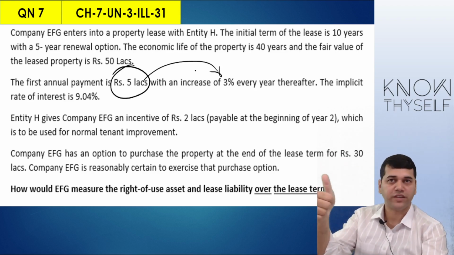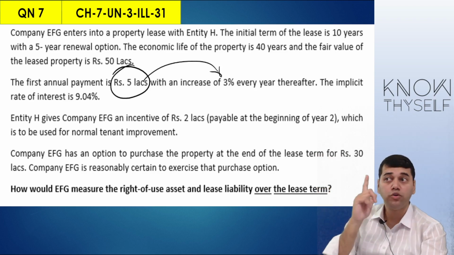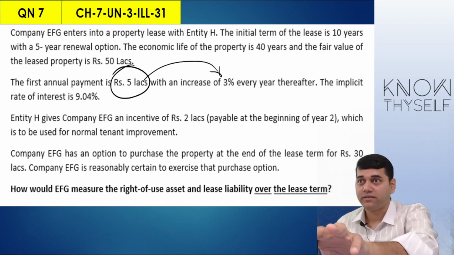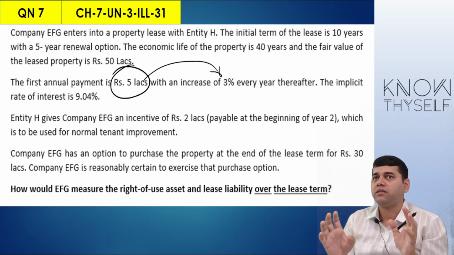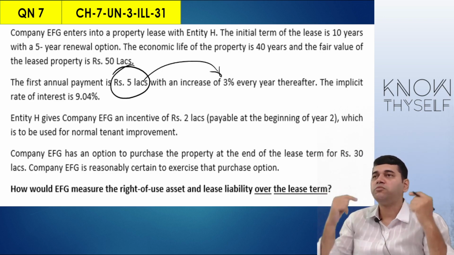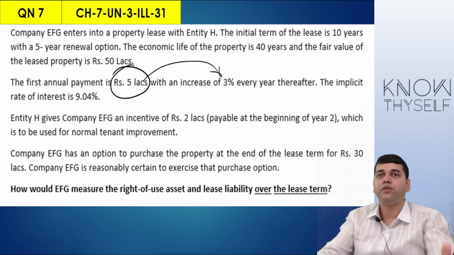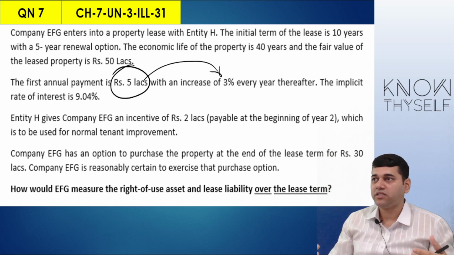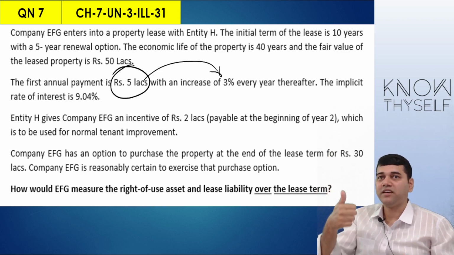You understood it. That is a fixed. Is there any variable? I told you, questions are going to come like this. Confusing, no? And you have to solve it in a very systematic manner. You have to always start with what is my initial, then what is my subsequent. You have to go in that particular fashion. So for initial recording, you start with the present value of the lease liability.